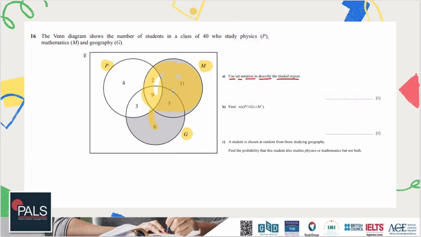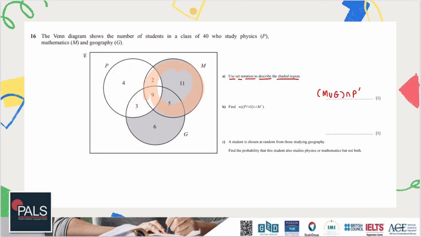We want this, but not including this part. So this is the part we want to find. Look, this one is M union G, mathematics union geography, but we don't want this part, so we need to intersect with P prime. It's not including P. Okay, try to do.